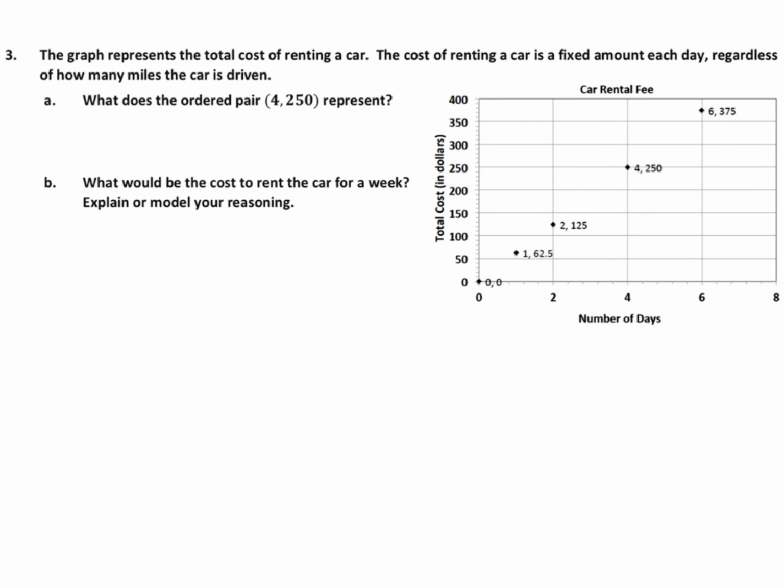Number 3, the graph represents the total cost of renting a car. The cost of renting a car is a fixed amount each day, regardless of how many miles the car is driven. What does the ordered pair (4, 250) represent? 4 goes with the number of days, so 4 days, and the 250 goes with the cost in dollars.